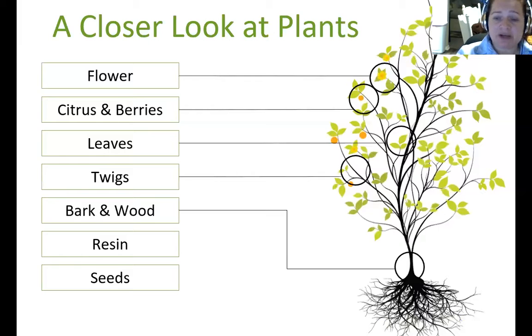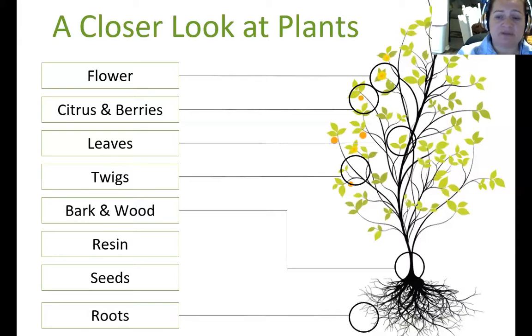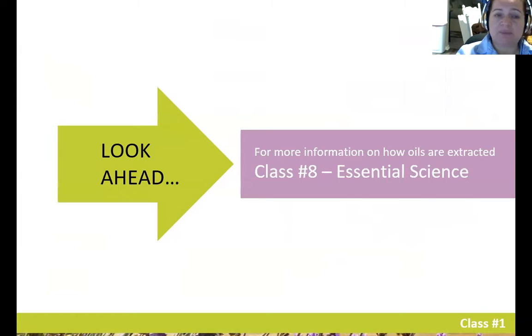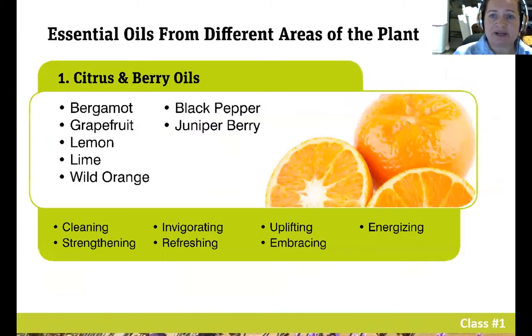So today we're going to highlight an oil from each category. In class 8, I recommend visiting us because we're going to be talking about how the oils are extracted, the science behind extraction of oils, and also blending of oils. And today we're going to be talking about what I mentioned before, individual parts of the plant and how those oils affect us.